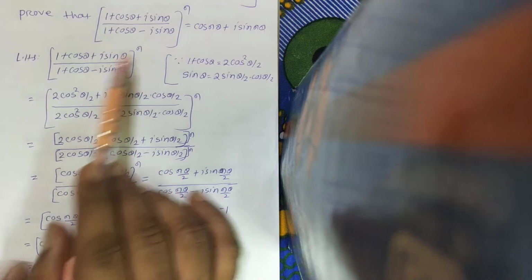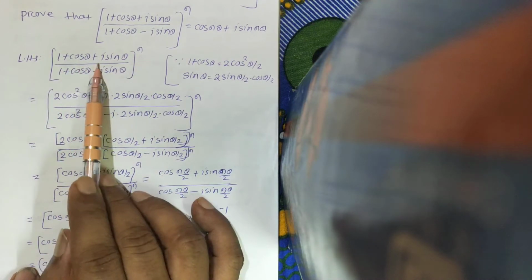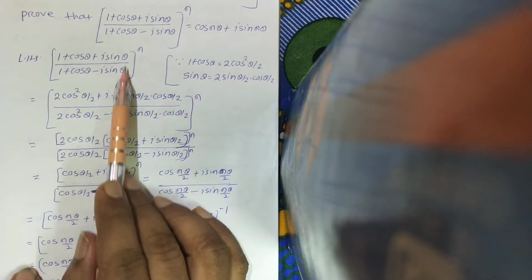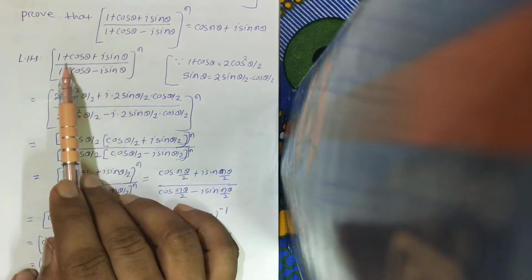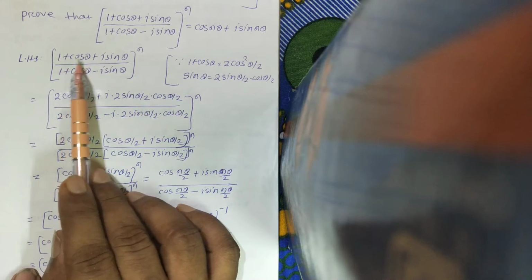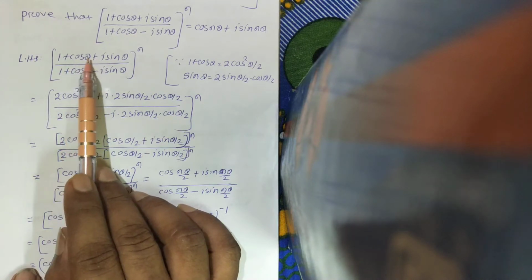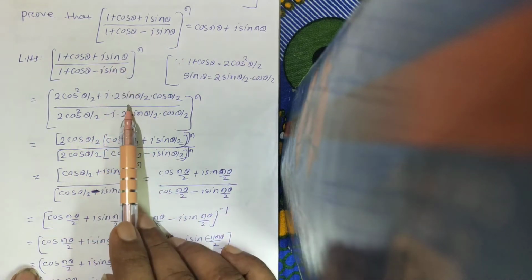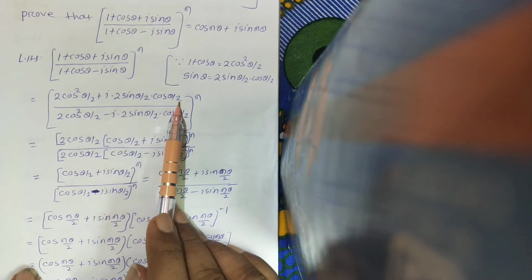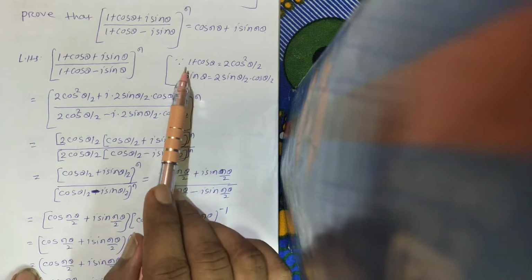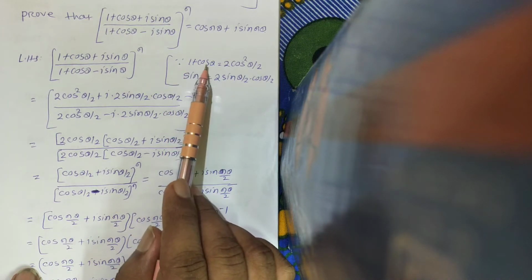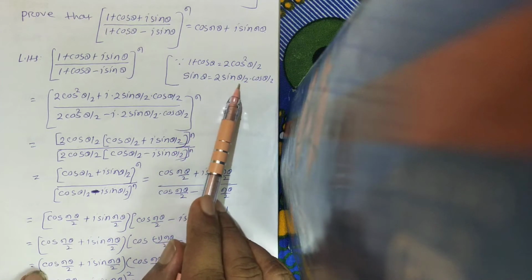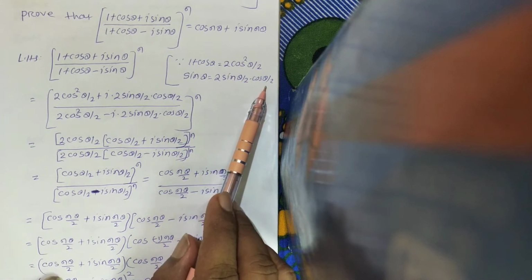I have written here the LHS, that is ((1 plus cos theta plus i sin theta) by (1 plus cos theta minus i sin theta)) to the power n. The value of 1 plus cos theta is 2 cos square theta by 2, and sin theta is 2 sin theta by 2 cos theta by 2. Already I have given the formula here. We know that 1 plus cos theta is equal to 2 cos square theta by 2, and sin theta is equal to 2 sin theta by 2 into cos theta by 2.